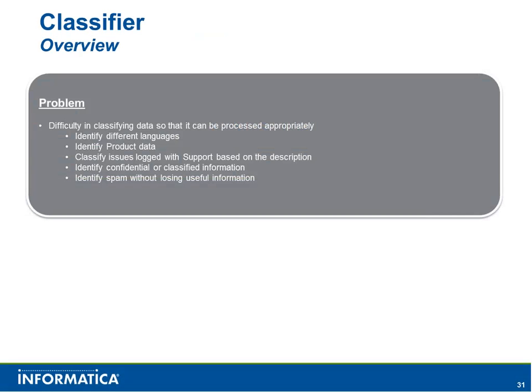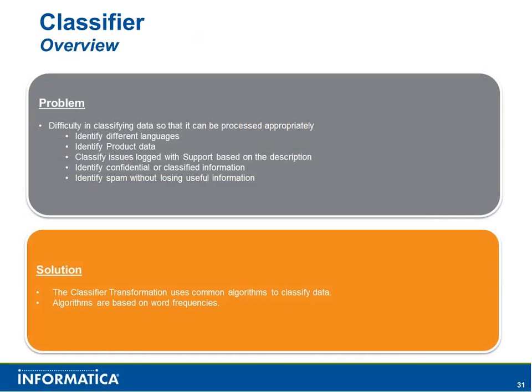So one of the problems we had was difficulty in classifying data so it can be processed appropriately. So problems maybe identifying different languages or product data, or classifying issues logged with a support organization based on the description, or identifying confidential or classified information, picking out spam so that we don't lose any useful information. And one of the tests done when the developers were testing this was to run Twitter feeds through this and try to pull out the useful information and discard everything else.